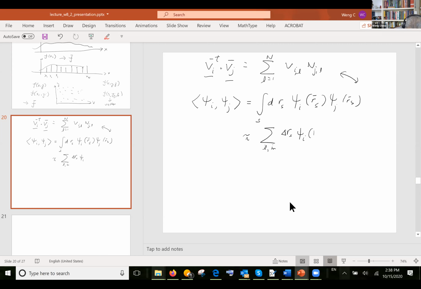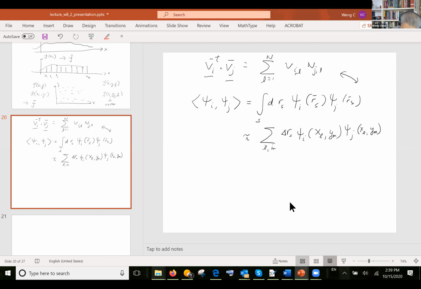Psi I, R, L, or maybe I can say X, XL, YL, YM maybe. Let me see. Is this right? Yeah, LM, psi J, XL, YM. Okay, I can think of this as an inner product implemented on a computer that way.